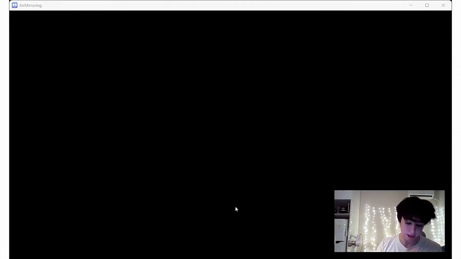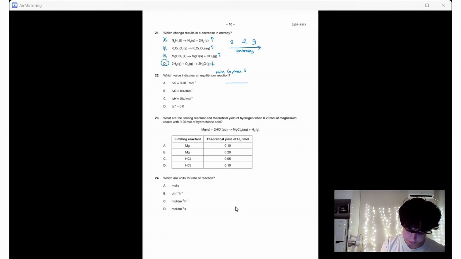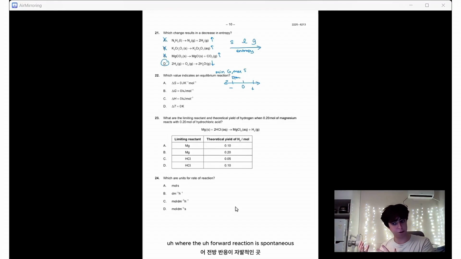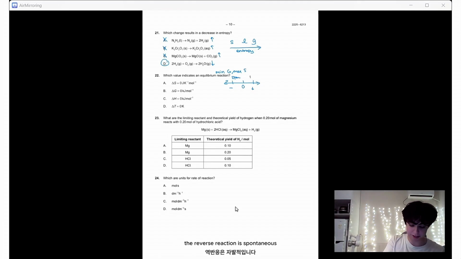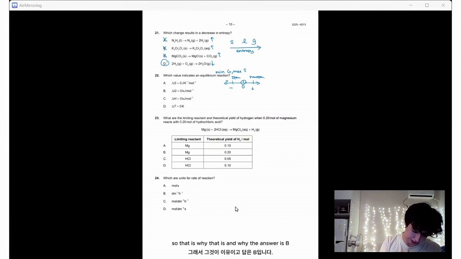Those two are related, but also conceptually, think of it kind of like a number line. So you have negative, positive, 0. Negative Gibbs free energy, spontaneous, where the forward reaction is spontaneous, the reverse reaction is non spontaneous. The positive Gibbs free energy is the opposite. The reverse reaction is spontaneous, and the forward reaction is not spontaneous. So that means that in the middle, 0 must be where equilibrium is, which is minimum Gibbs free energy. So that is why the answer is B.